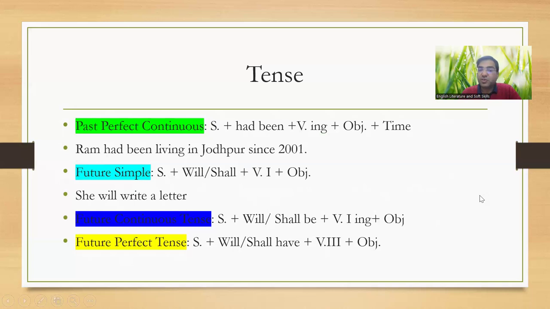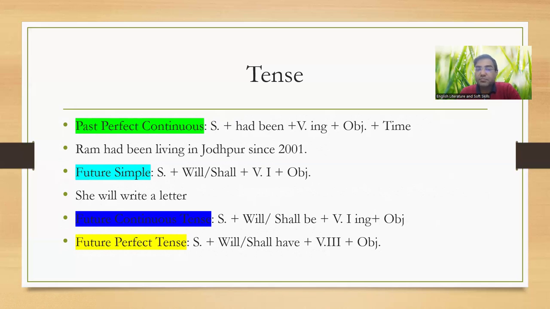Then past perfect continuous. When you are showing continuity in the past with time, you have to use past perfect continuous. Though this tense is very rarely used in day-to-day conversations or writing as well, you need to know the structure. Subject plus had been plus verb first form plus ing plus object plus time. Ram had been living in Jodhpur since 1990.